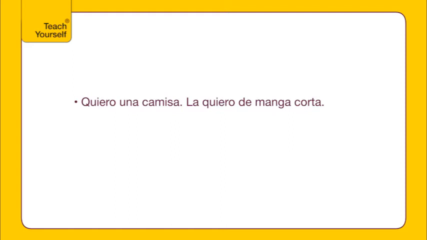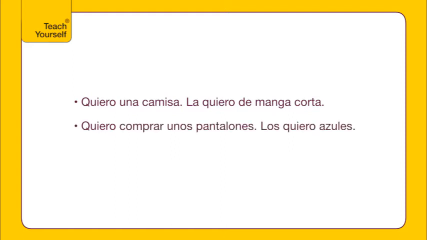Second is the position of the direct object pronoun. This is where it gets tricky, as it does not follow the English pattern. In Spanish, it comes immediately before the conjugated verb, so it feels as if you were talking backwards. Let's have a look. Quiero una camisa. La quiero de manga corta. Quiero comprar unos pantalones. Los quiero azules. Necesito un bolso. No lo quiero muy grande.